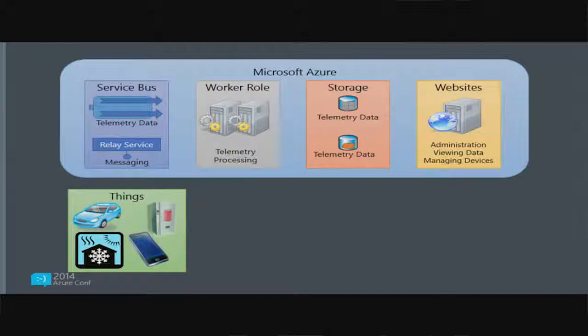We've got the worker roles, and in this case, they're just going to be processing the telemetry data that's coming from these various devices. We'll use the same architecture for storage and maybe even use a website so people can go in and interact with these various devices. So this type of architecture that I've created is going to be very versatile when working with an Internet of Things project.